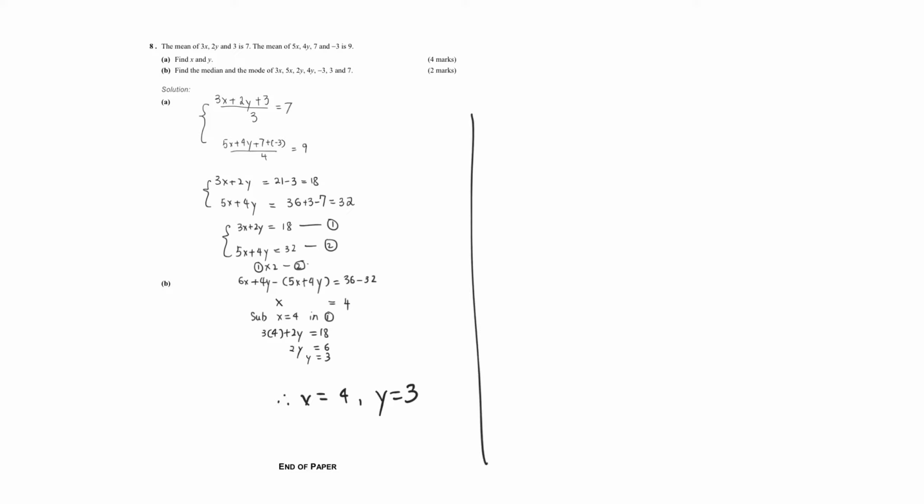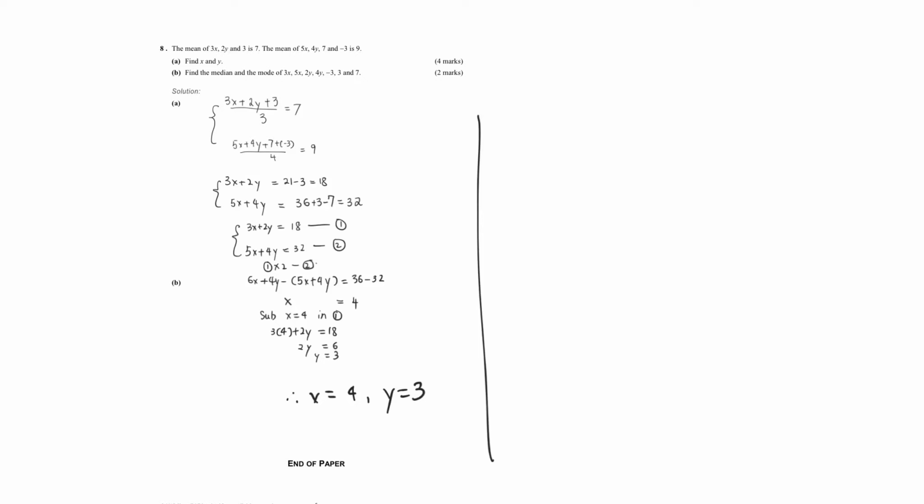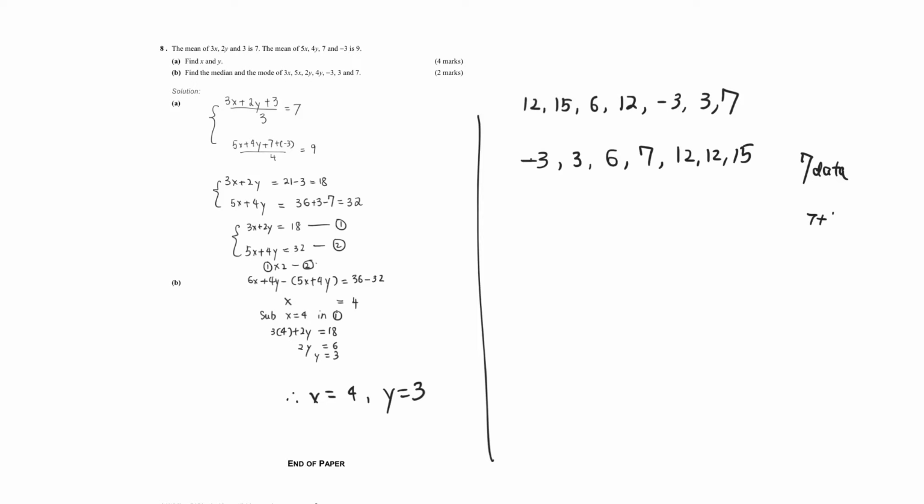And then for the median and mode, basically 3x equals 12, 15, 6, and then you have 12, negative 3, 3, and 7. So that is why you have to rearrange it first. Okay, and after rearrangement, now there will be 7 data. That means the middle part will be 7 plus 1 divided by 2, which equals 4. So this is the median. And for the mode, that will be 12, of course, like this.